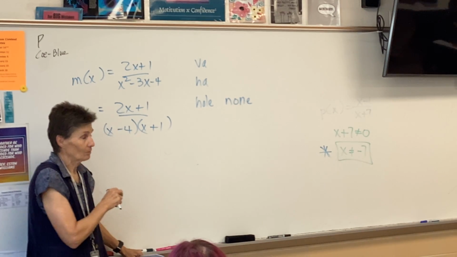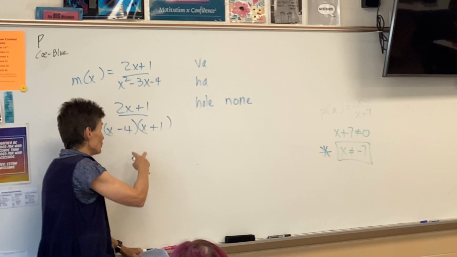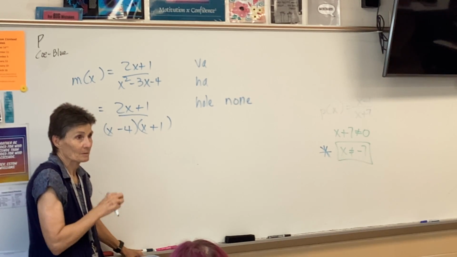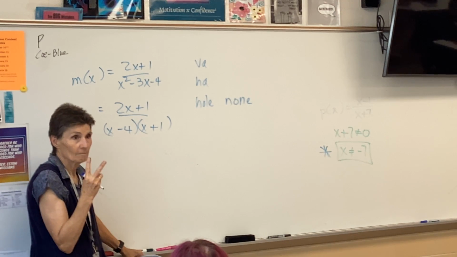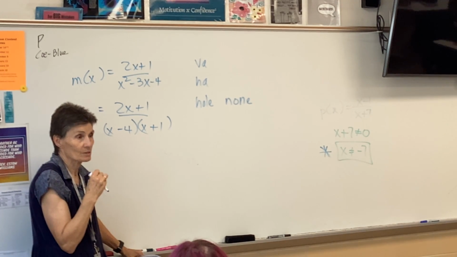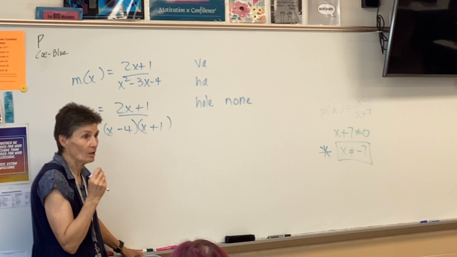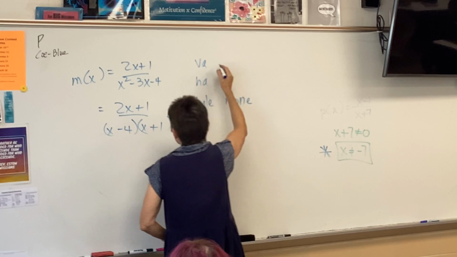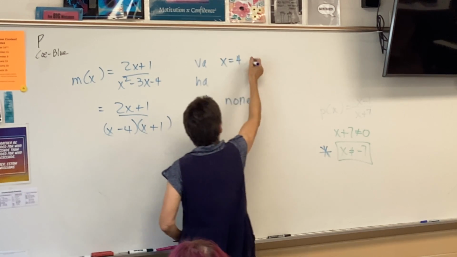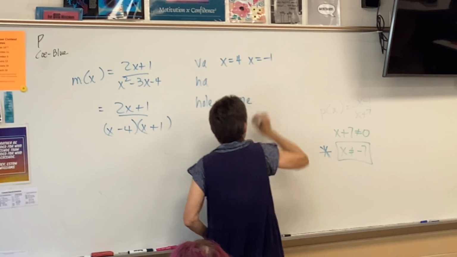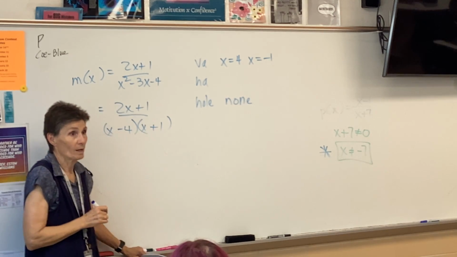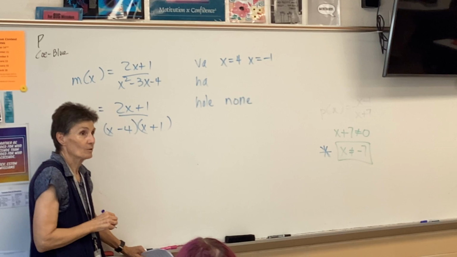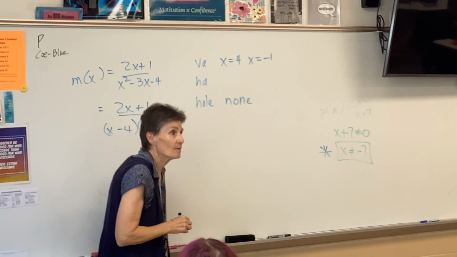All right, now let's look at our denominator. 2 things down there. What does that tell me? Two vertical asymptotes. Because where do vertical asymptotes come from? The denominator. So my vertical asymptotes are x equals 4, and x equals -1. Straight from the denominator. Where do vertical asymptotes come from? The denominator.